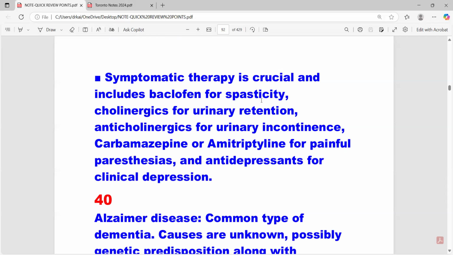So baclofen for the spasticity, then cholinergics for the urinary retention, anticholinergics for the urine incontinence, carbamazepine or amitriptyline for the painful paresthesia, and antidepressants for the clinical depression. So you need to know what the symptomatic treatments are. It is more important than knowing its treatment.